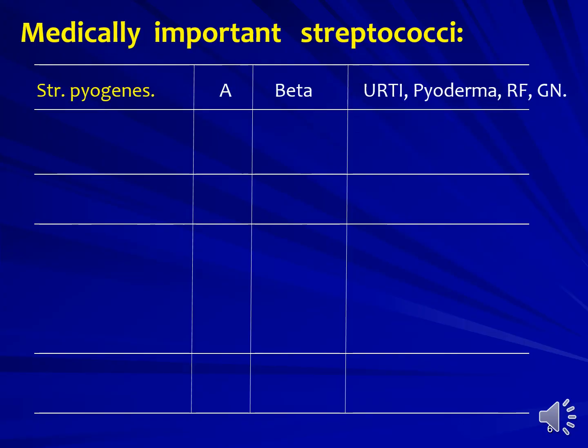What are the medically important streptococci among the many available? One is Streptococcus pyogenes, which belongs to group A streptococci and produces beta hemolysis. It is associated with upper respiratory tract infections and also skin infections like pyoderma. Complications of Streptococcus pyogenes are seen in the form of rheumatic heart disease and glomerulonephritis or nephrotic syndrome.